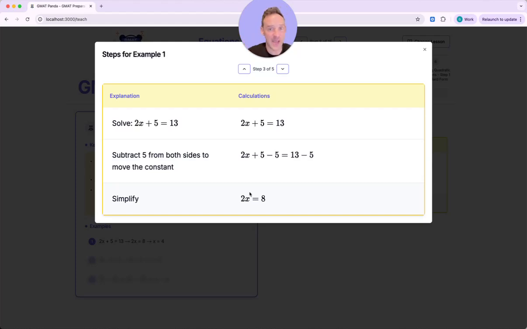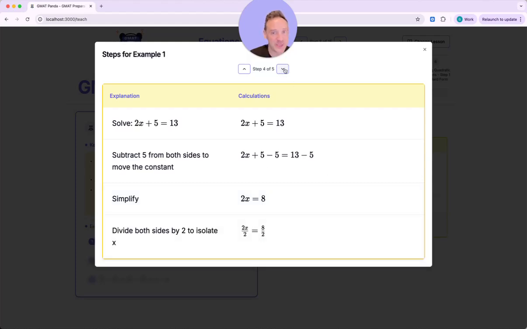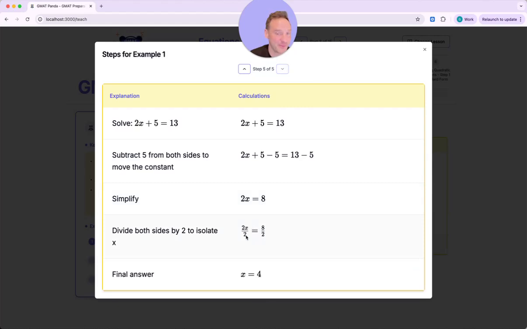Now, the second step is then to divide or multiply such that we only have x left. So in this case, we've got 2x, so we need to divide by 2. And by doing that, we get rid of the 2 on the left, and then on the right we do 8 divided by 2, which is 4, and we get x equals 4. Now, in this case, we're dividing because we've got a multiplication at the beginning, but if we had a division, we would multiply. So it's vice versa. So that's the second step.